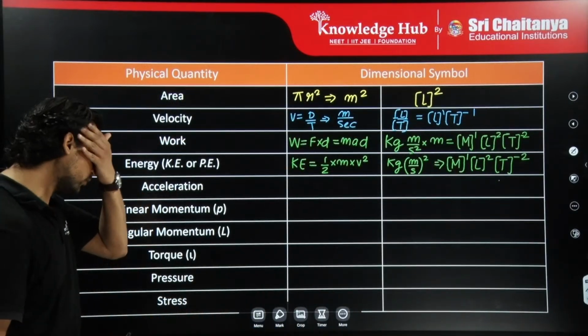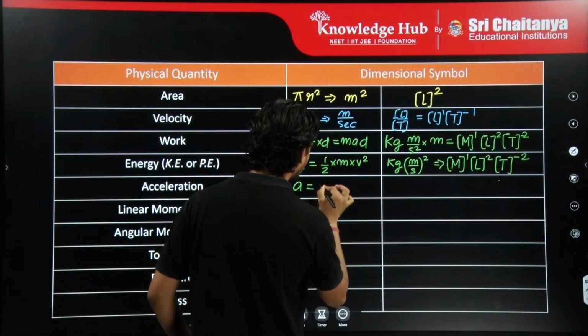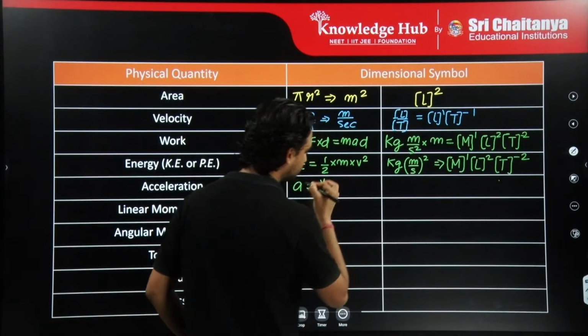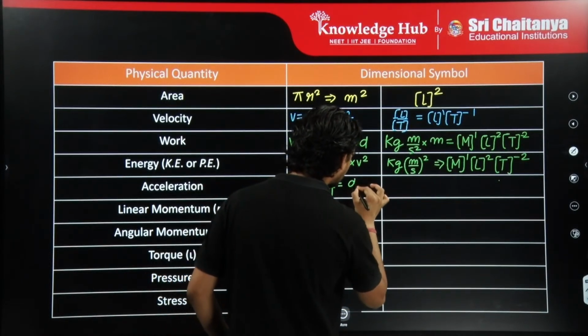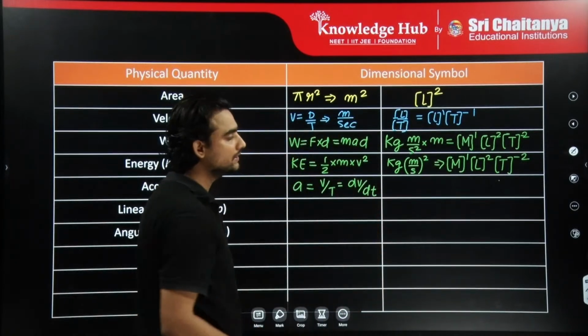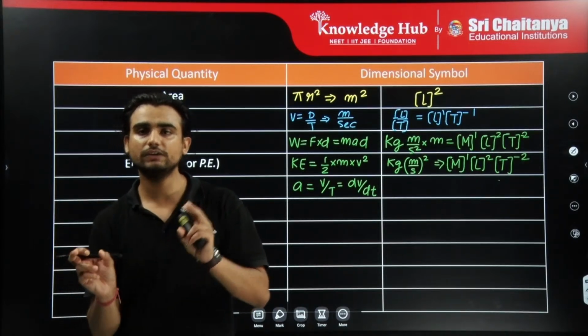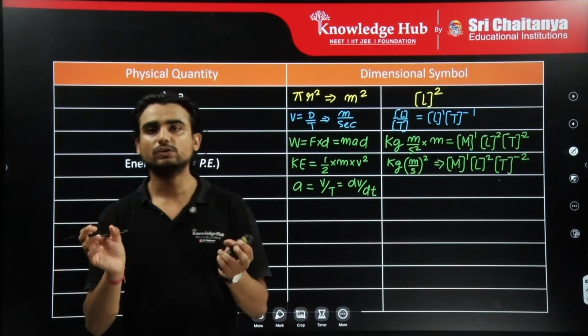So let's write for acceleration. Acceleration is basically change in velocity upon change in time. Or I can say acceleration is dv by dt, rate of change of velocity with respect to time. So what is change in velocity? I will subtract one velocity from the other. So I will get the change.